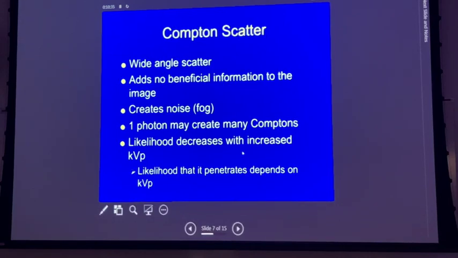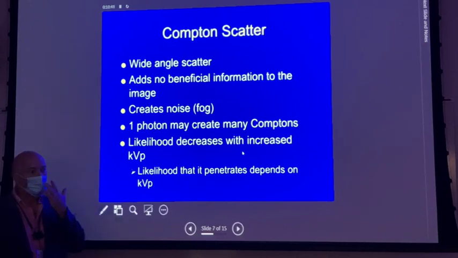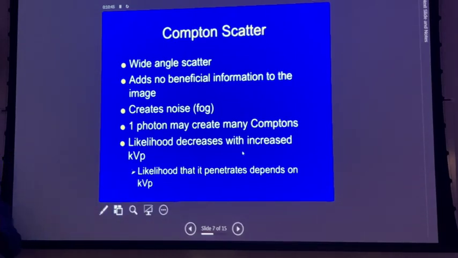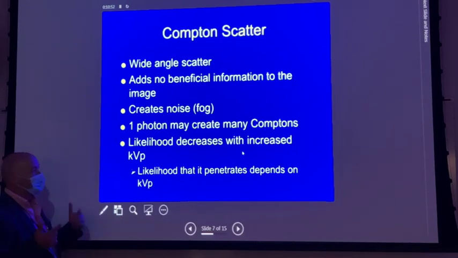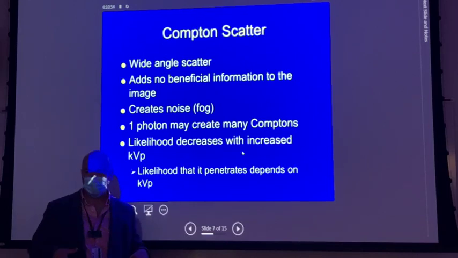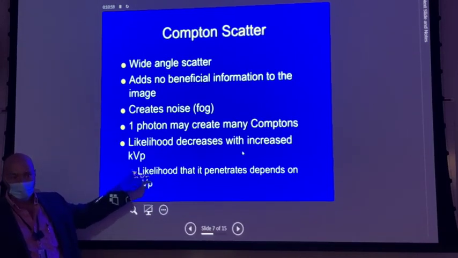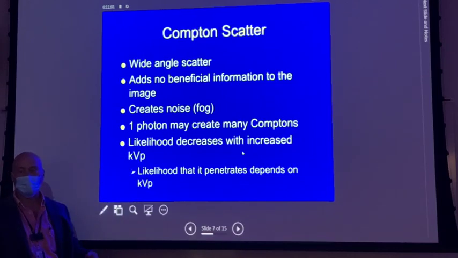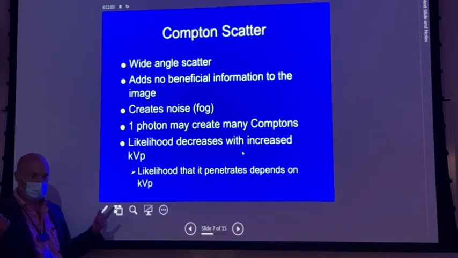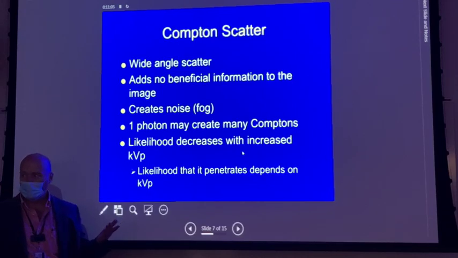The likelihood decreases with increased kVp. As kVp goes up, we tend to say, as kVp goes up, what happens to scatter? Scatter goes up, right? But it's really not true. As kVp goes up, the likelihood of any kind of interaction inside of the patient decreases. But the likelihood that the scatter that you create is going to penetrate through the patient increases. Okay, you see the difference between those two?